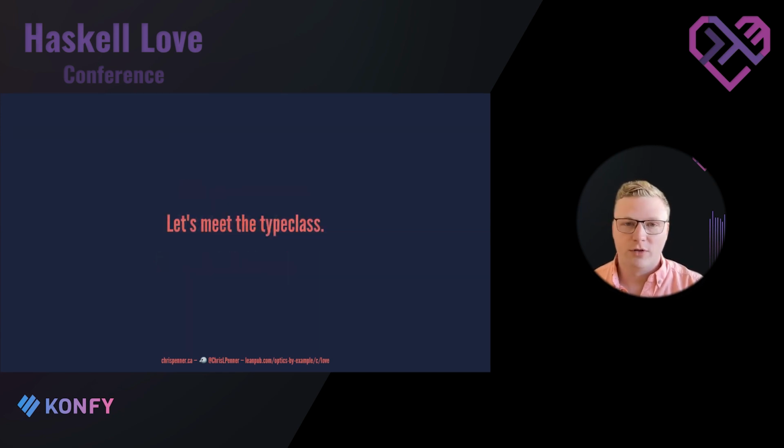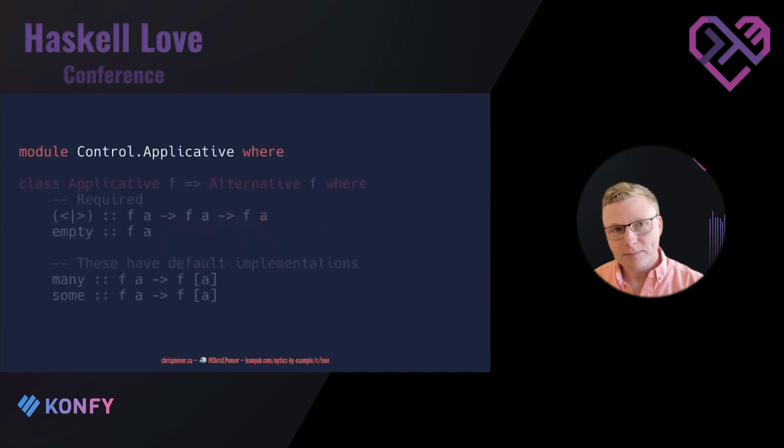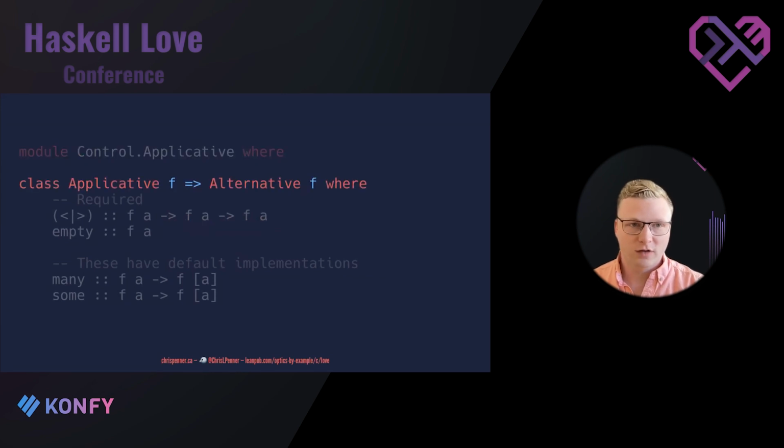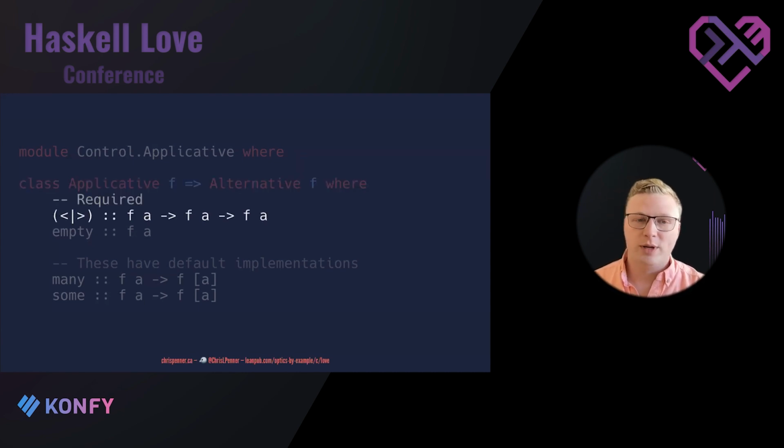So without any further ado, let's meet the type class. It lives in Control.Applicative in the base package, so everyone should have access to this. It has applicative as a superclass. What that means is that every single instance of alternative is also an applicative. And of course, that means it's also a functor as well. It also means that it's a higher kinded type. So we can see here that F is our alternative, but it contains some values of type A.